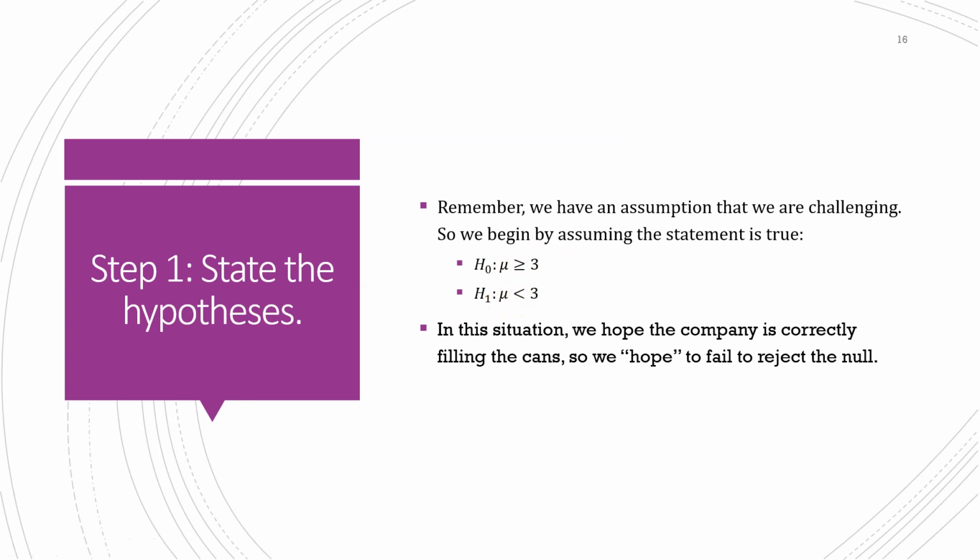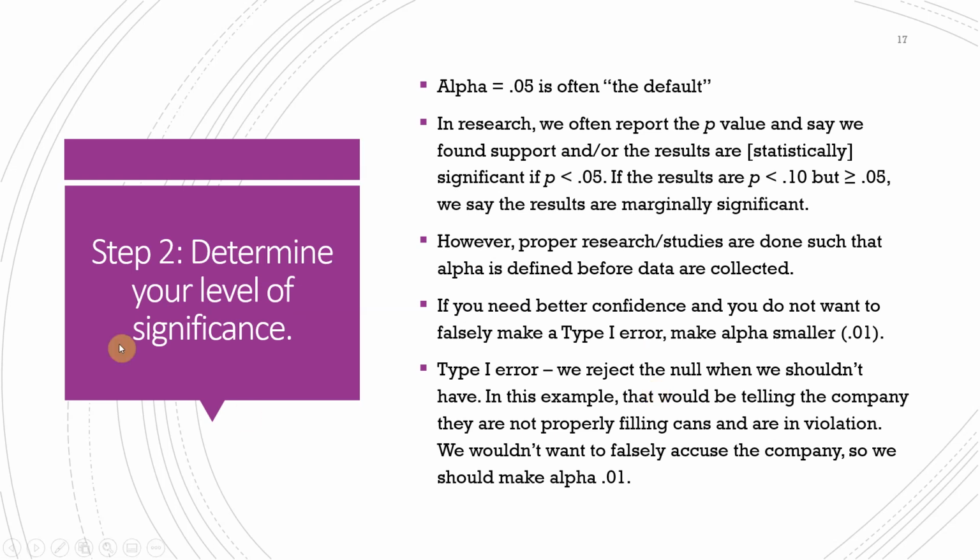In this situation, we hope the company is correctly filling the cans. So we hope to fail to reject the null. We'd like to find support for the null, that they're properly filling the cans. So let's test this. So step 2, determine the level of significance. Let's just go with thinking about this, but remember, alpha of 0.05 is the default.